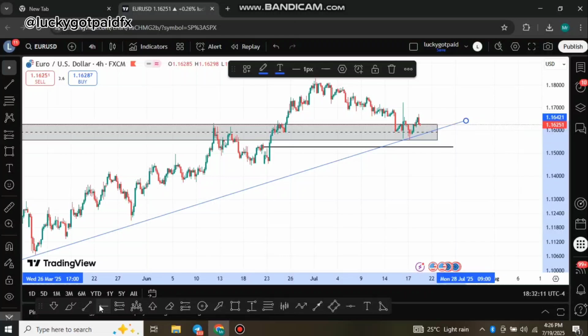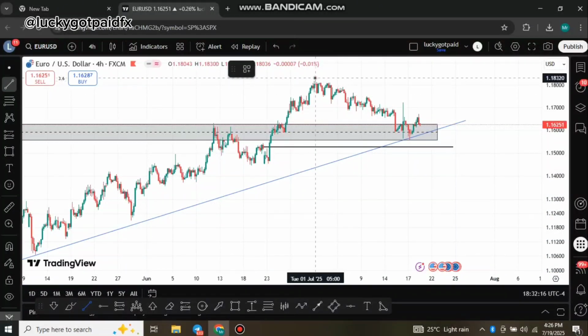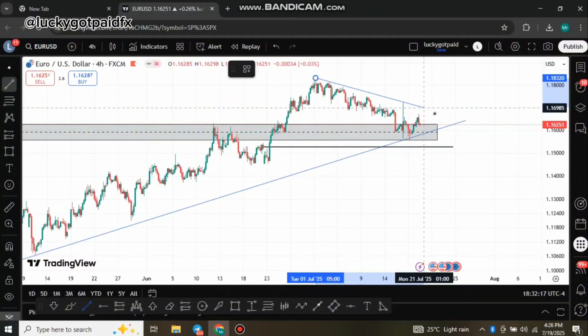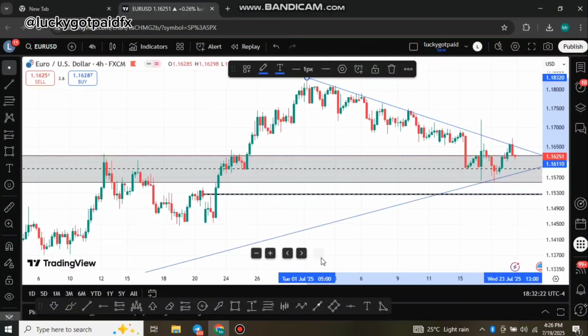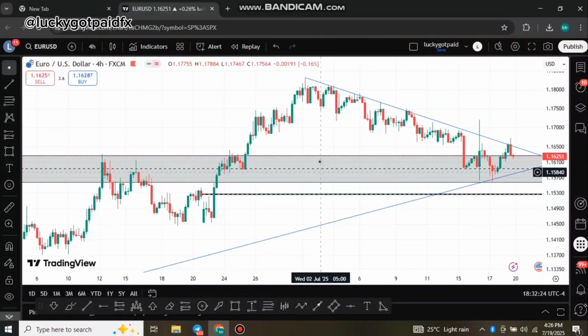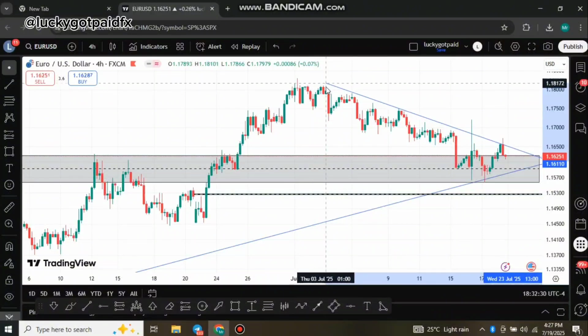So we bring our trend line, and let me zoom in so that you guys can see it. In my previous video, you guys were not seeing it so clearly, so let me zoom it.